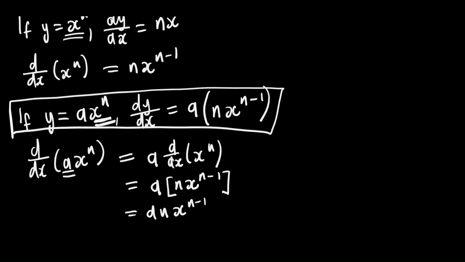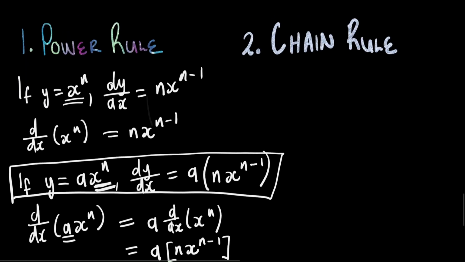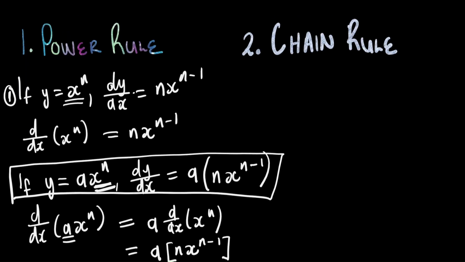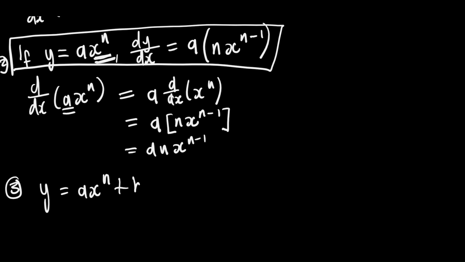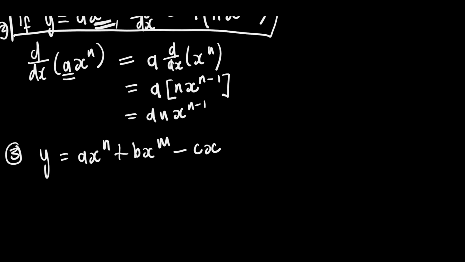Now, this is when you have a constant. We are still on power rule. So here was case 1, and this was case 2 when you have a constant. And case 3 is for sums or differences. It is now saying, what if you have y is equal to ax to the power of n plus bx to the power of m, minus cx, like that. How do I get the derivative? This is now for things that are adding or subtracting or both. So here it's adding and subtracting.